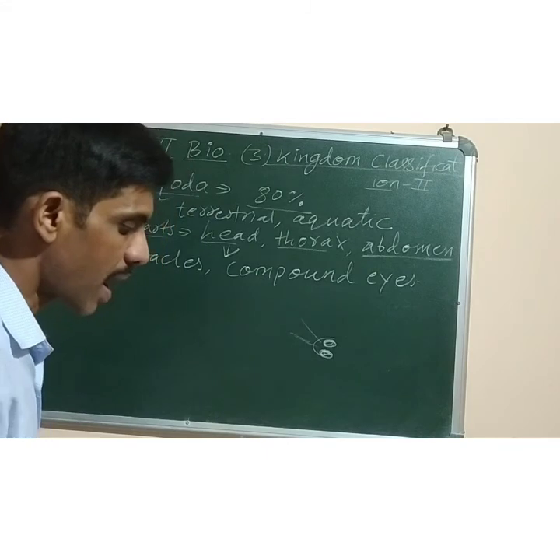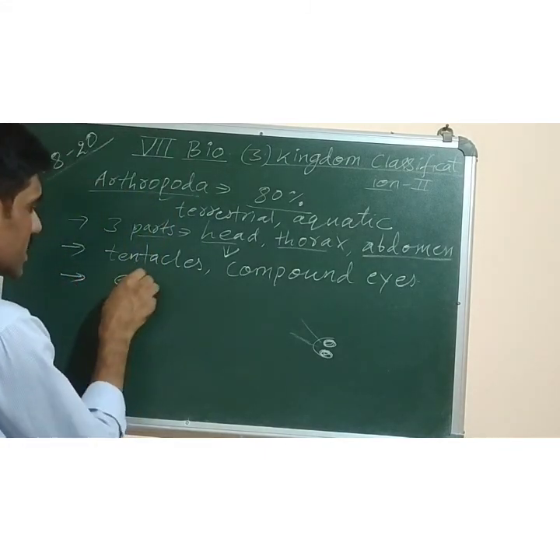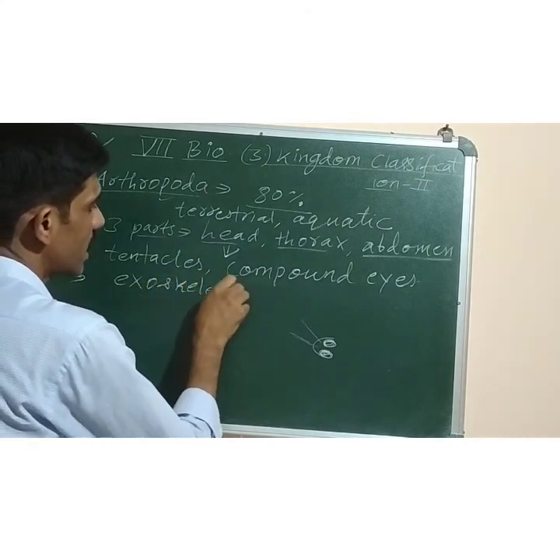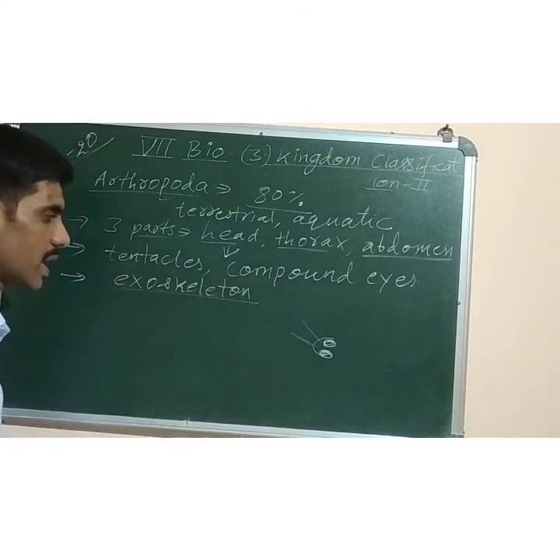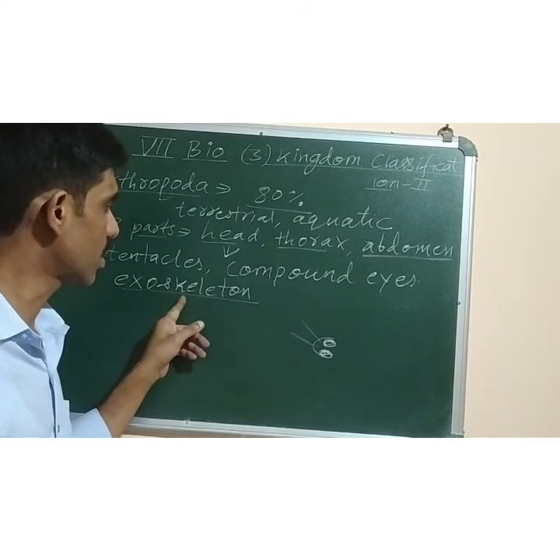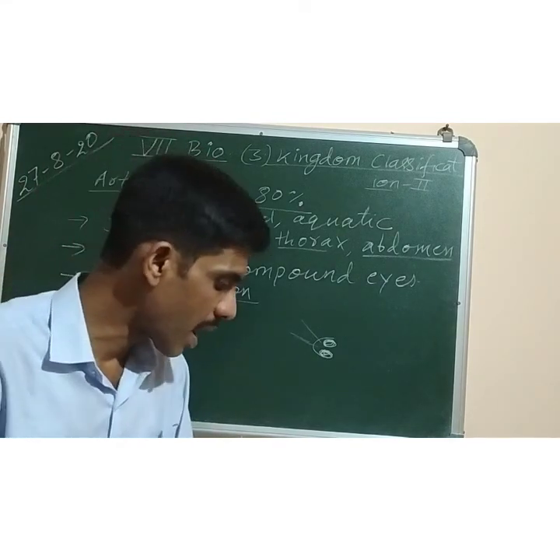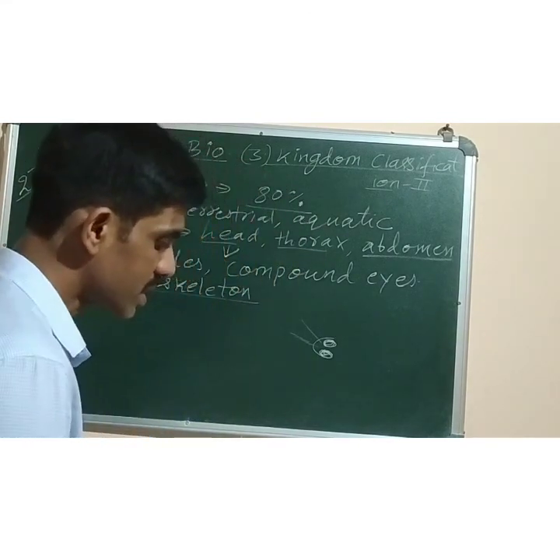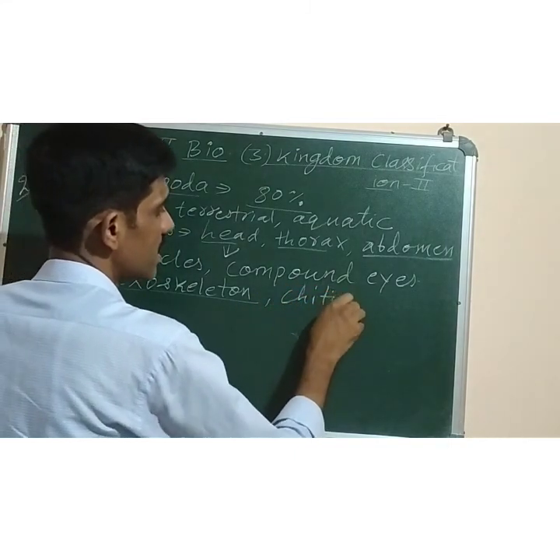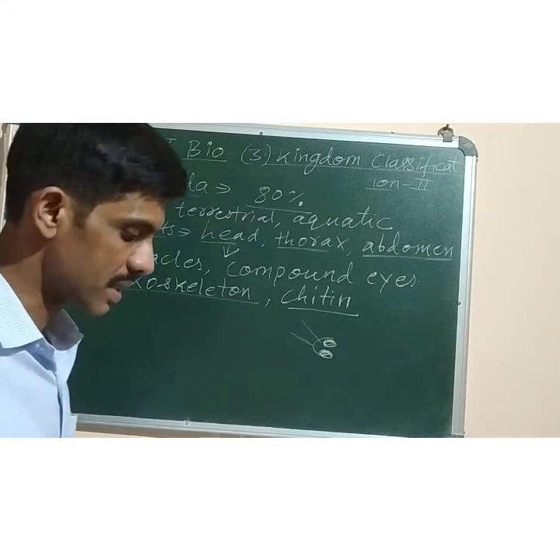And their bodies have a hard outer covering which is known as exoskeleton. Exo means the skeleton which is present outside the body. Like we have the endoskeleton, they have the exoskeleton, present outside. Skeleton is the one which makes the bony framework of our body. So they have a hard covering, or exoskeleton, which is made up of a substance called chitin.